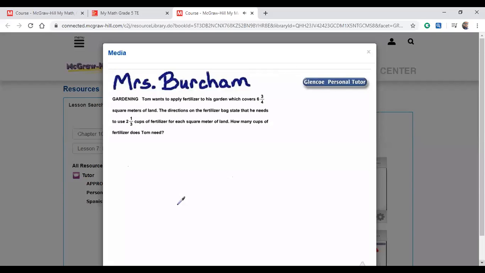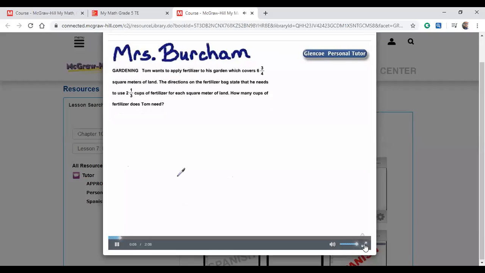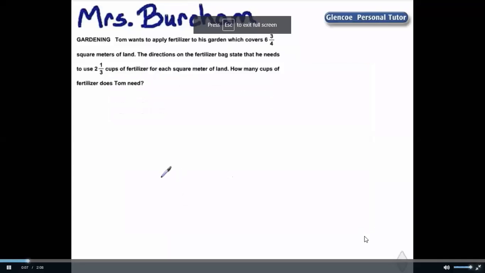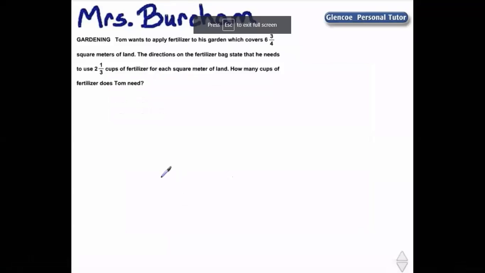Hi, I am Mrs. Bertram, and we are going to multiply mixed numbers. Gardening. Tom wants to apply fertilizer to his garden, which covers 6 3/4 square meters of land. The directions on the fertilizer bag state that he needs to use 2 1/3 cups of fertilizer for each square meter of land. How many cups of fertilizer does Tom need?